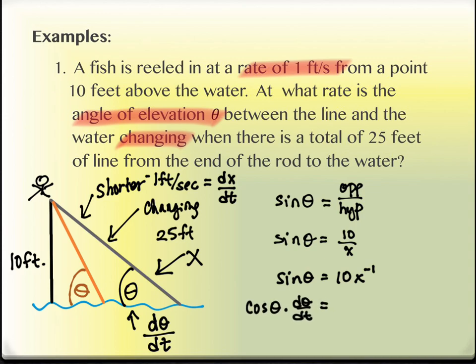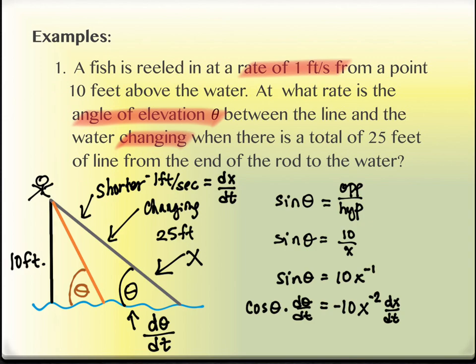So the 10 is going to stay. What's the derivative of x to the negative 1? Negative, and then x to the negative 2. Good. And then because this is with respect to time, I will get a dx dt. So every derivative I do is going to have d of whatever variable it is, dt. They are all going to have that.